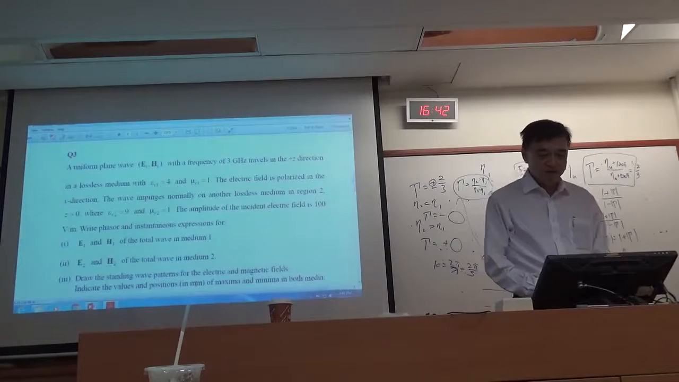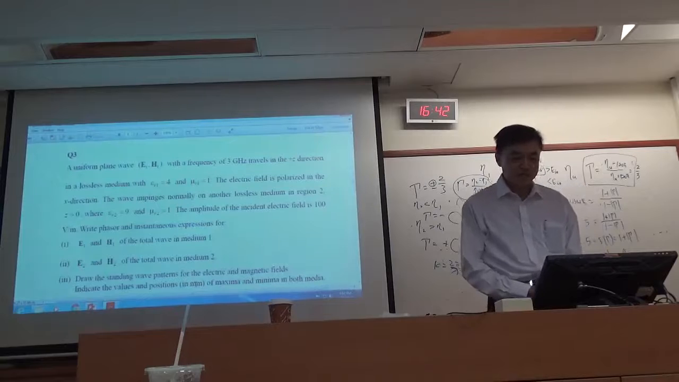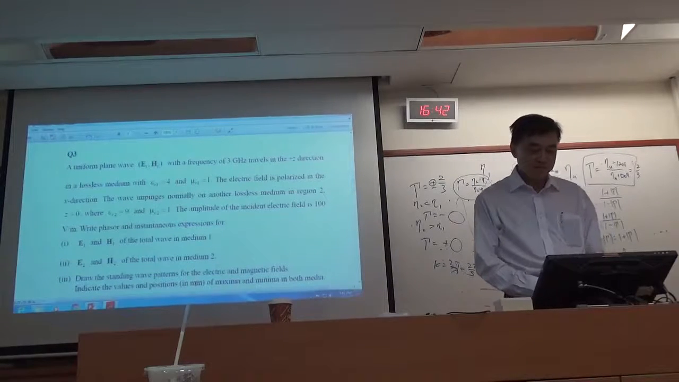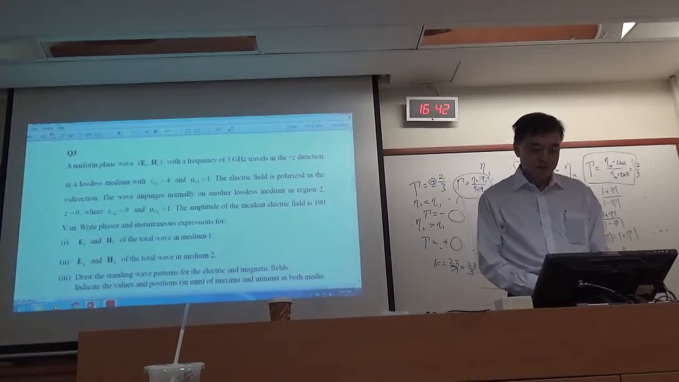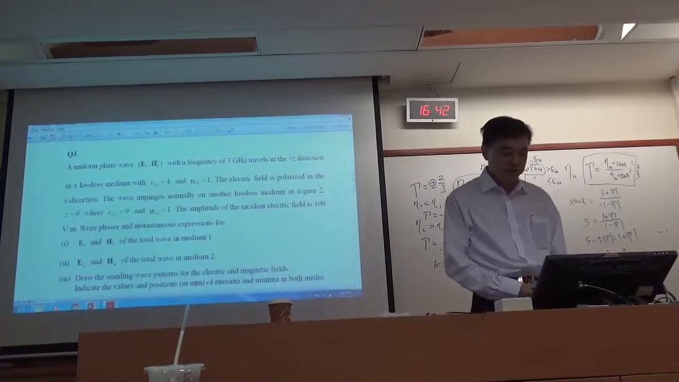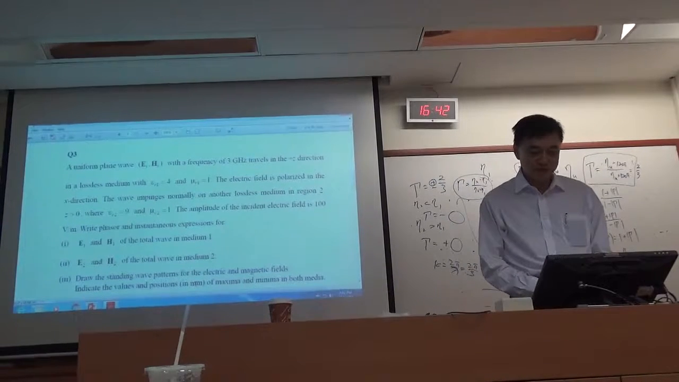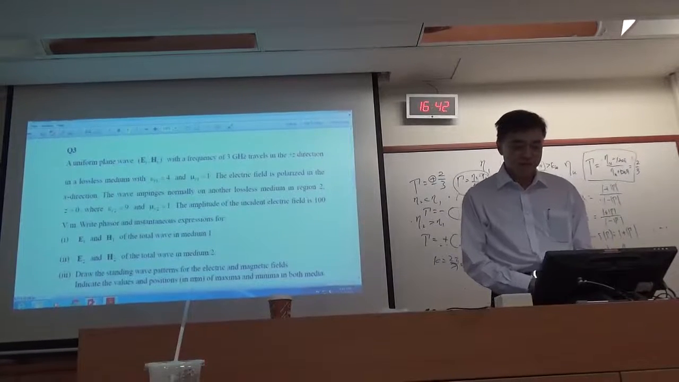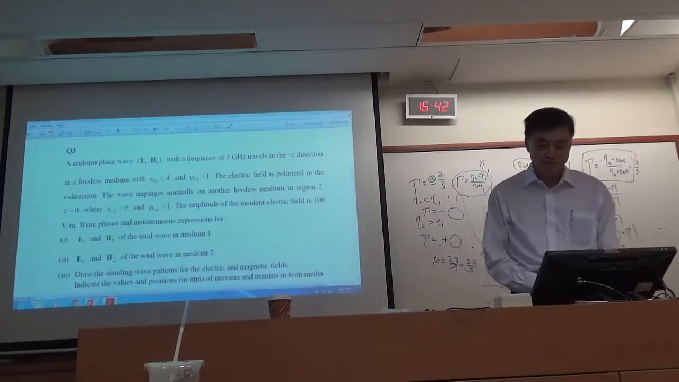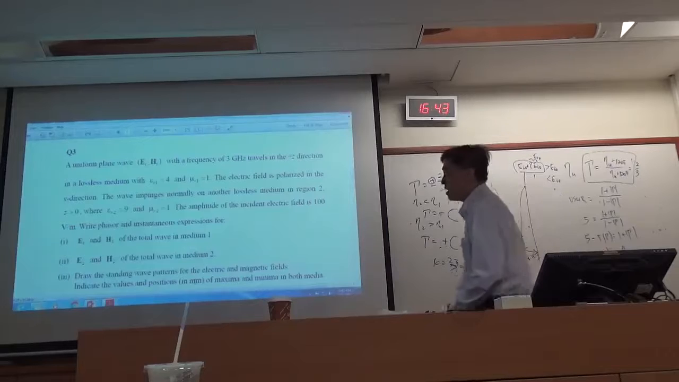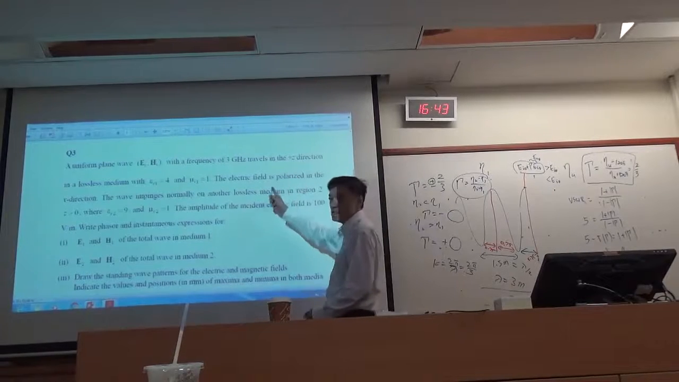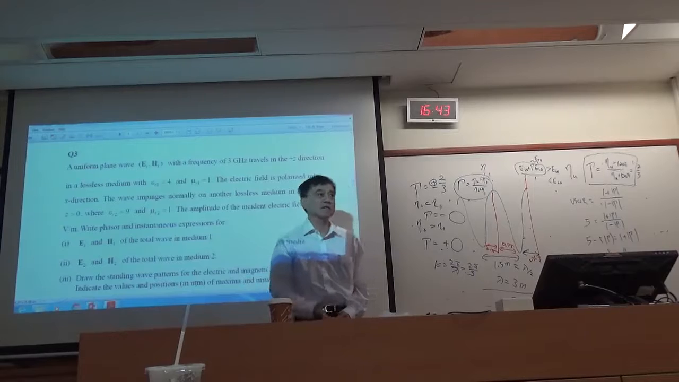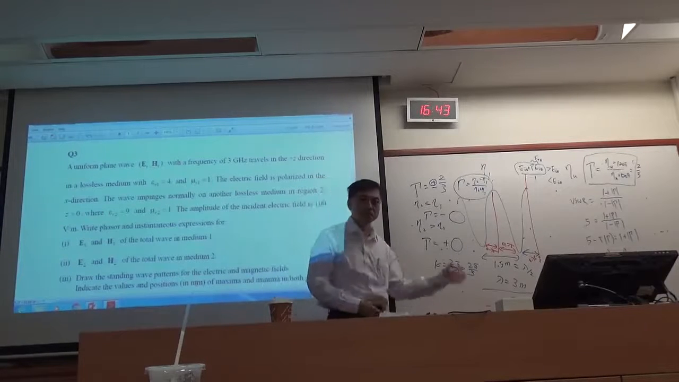Uniform plane wave, if a frequency of 3 GHz travels in the z direction in a lossless medium with epsilon r1 equal to 4, mu r1 equal to 1, electric field polarized in the x direction, wave impinges normally on another lossless medium, region 2, epsilon r2 equal to 2, mu r2 equal to 1. You see, this kind of thing, lossless, lossless. If there's any standing wave, the standing wave will have to be either maximum or minimum.